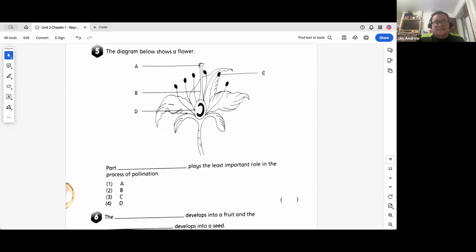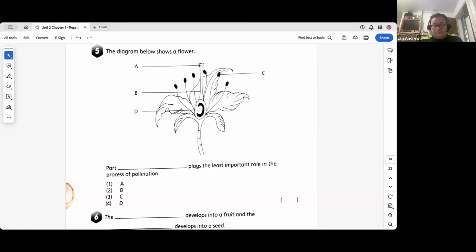So in this case, C is actually the anther, where it produces the pollen grain. A is actually the stigma, where the pollen grain will start. Then B is actually the style, whereby the pollen grain will grow the tube into the ovary, whereas D is the ovary. So part D is the ovary, which only develops into a fruit after fertilization.